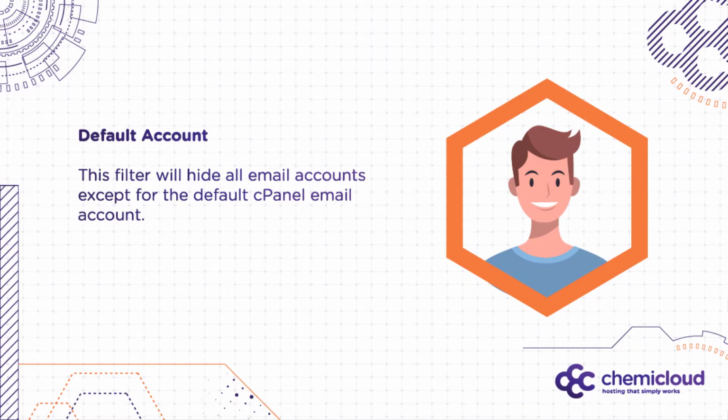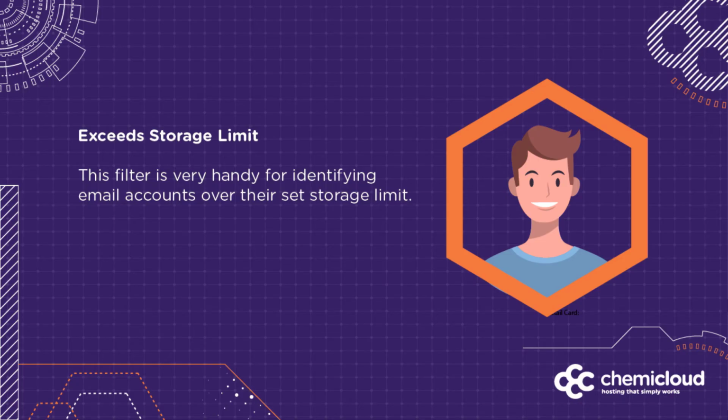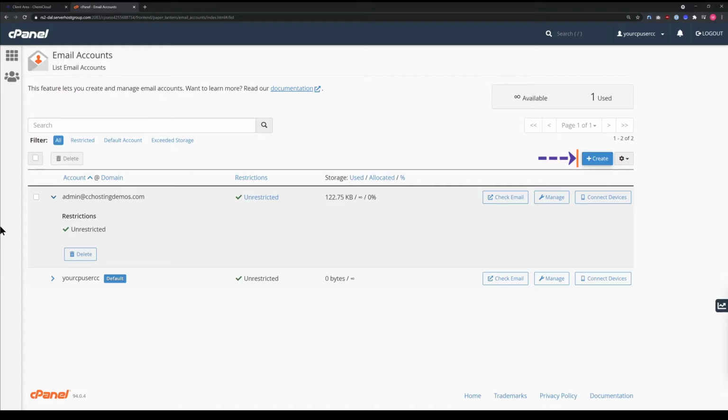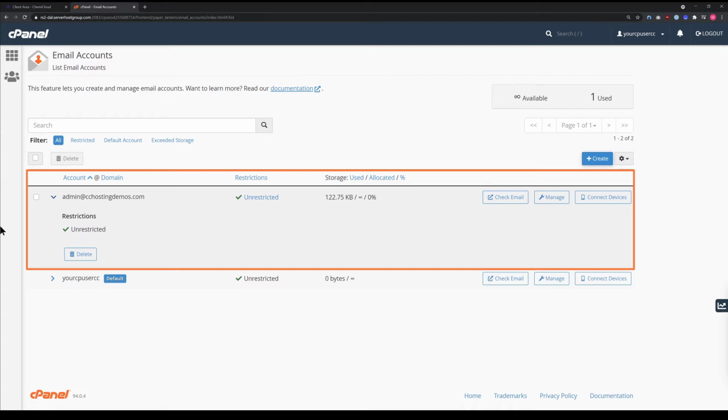Default account. This filter will hide all accounts except for the cPanel's default email account. Exceeded storage limit. This filter is very handy for identifying accounts which are over their set storage limit. Jumping back to the right side, the Create icon allows you to create new accounts. Next, let's look at the table of accounts below.